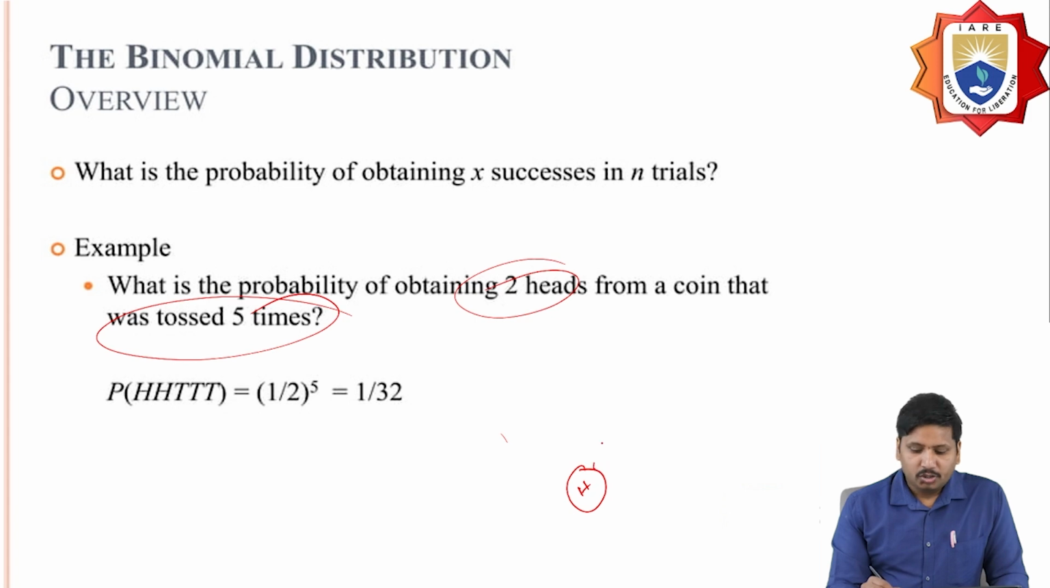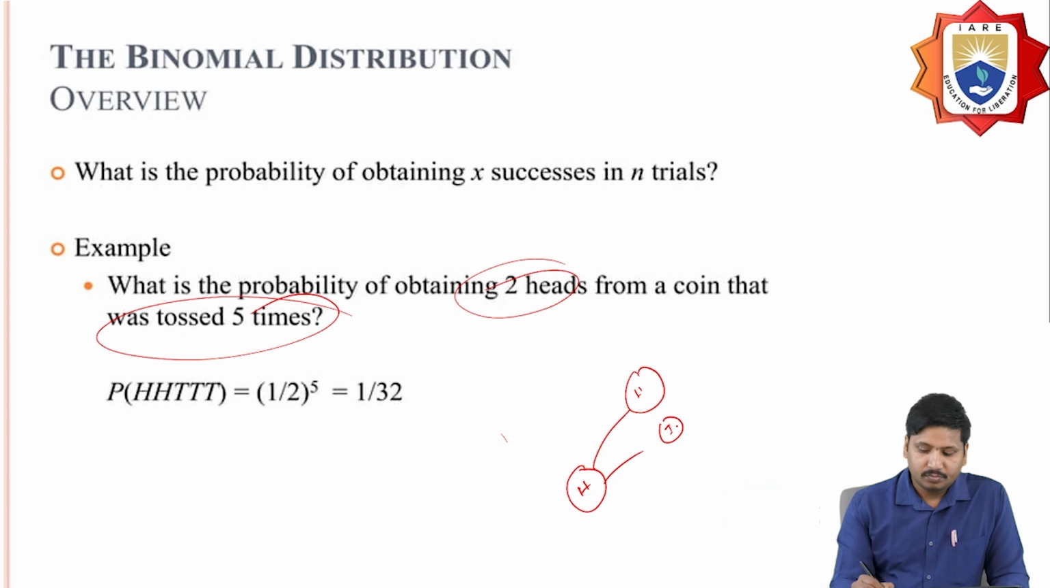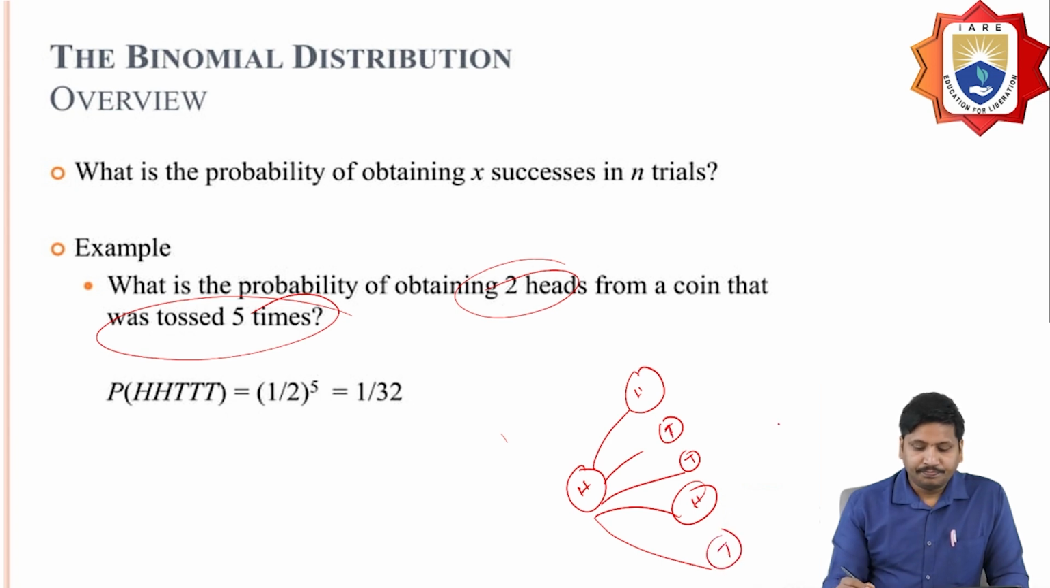So if a coin is tossed 5 times, what is the probability of getting heads here? The probability of getting 2 heads is (1/2)^5, so 1 by 32.